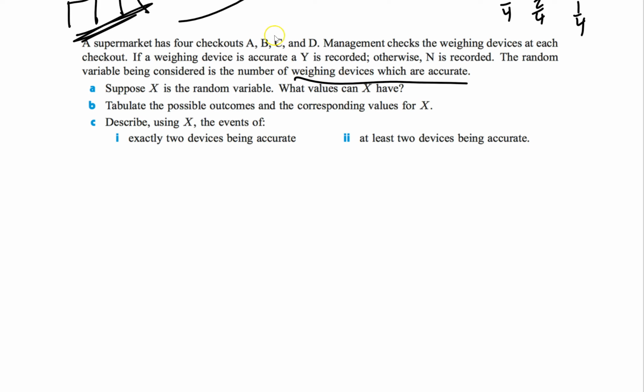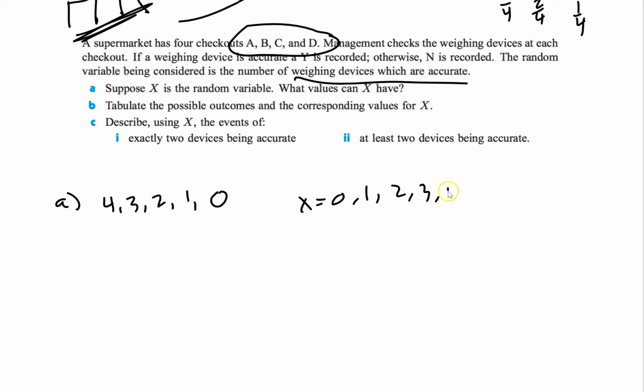So we have 4 things here. Suppose X is the random variable. What's the value of X? Part A is just asking, what values could you have for X? Now again, they want X to be the number of weighing devices which are accurate. You have 4 weighing devices, so you could have all 4 of them be accurate, or just 3, or just 2, or just 1, or maybe none of them are accurate. Those are your possible values for X: 0, 1, 2, 3, or 4. Tabulate the possible outcomes and the corresponding values for X.